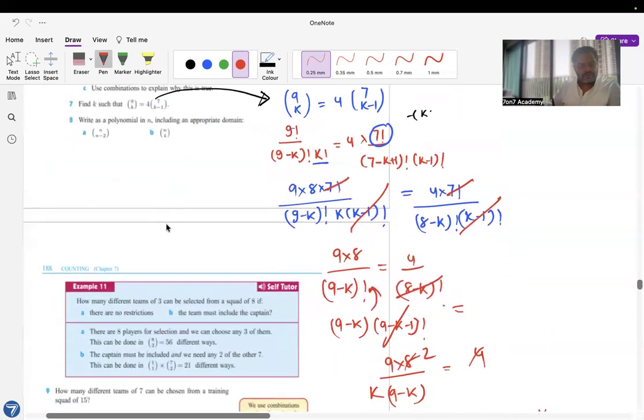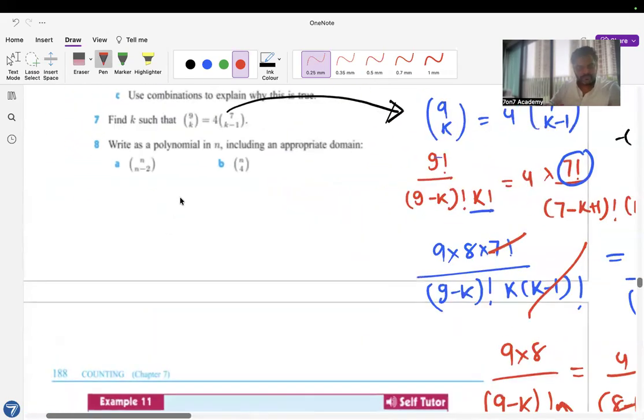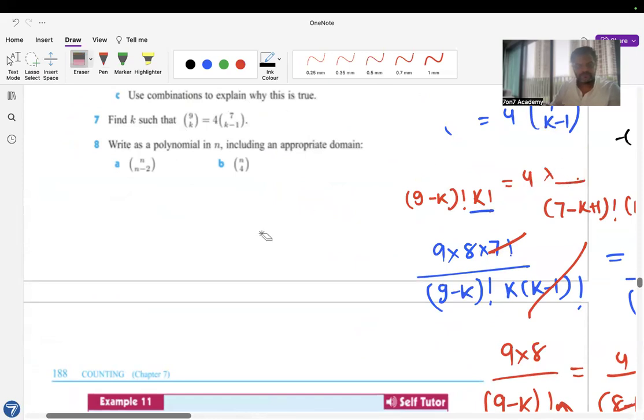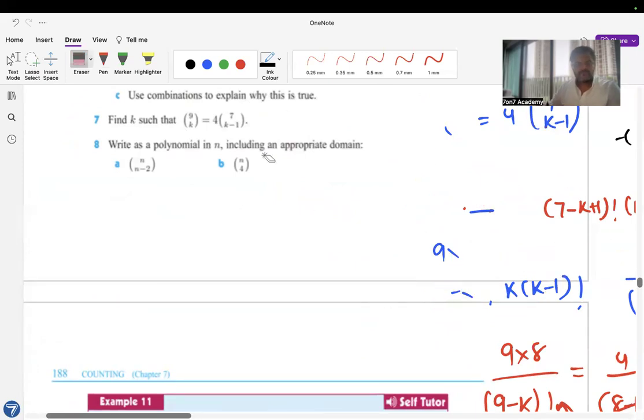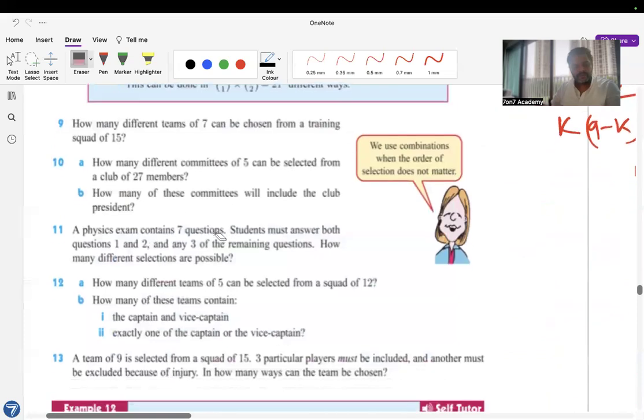Now, can you do this by yourself? This you don't have polynomial, you haven't done that. How many different teams of 7 can be chosen from 15 spots? What will you do here? Isn't this 15C7? Yes, sir. There are no restrictions, no? Because you're selecting only this.